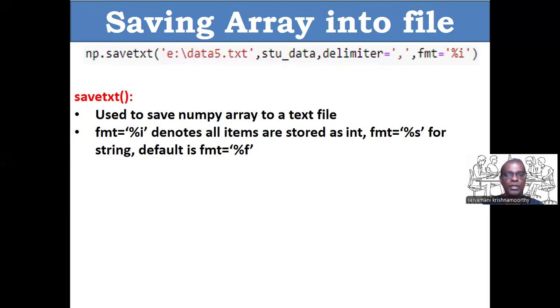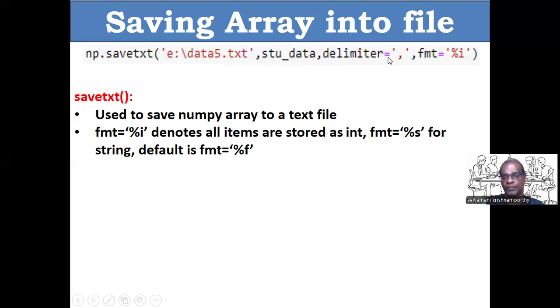Before we studied how to create one array from text file. Now let us see how to store array into one text file. Savetxt. From the name itself, we can easily understand savetxt is one method. This method is used to save numpy array to text file. Is it clear? Good. See, this is the file where you want to save, data5.txt. This is one two-dimensional array, student data. The elements available in student data, I want to store into data5.txt.